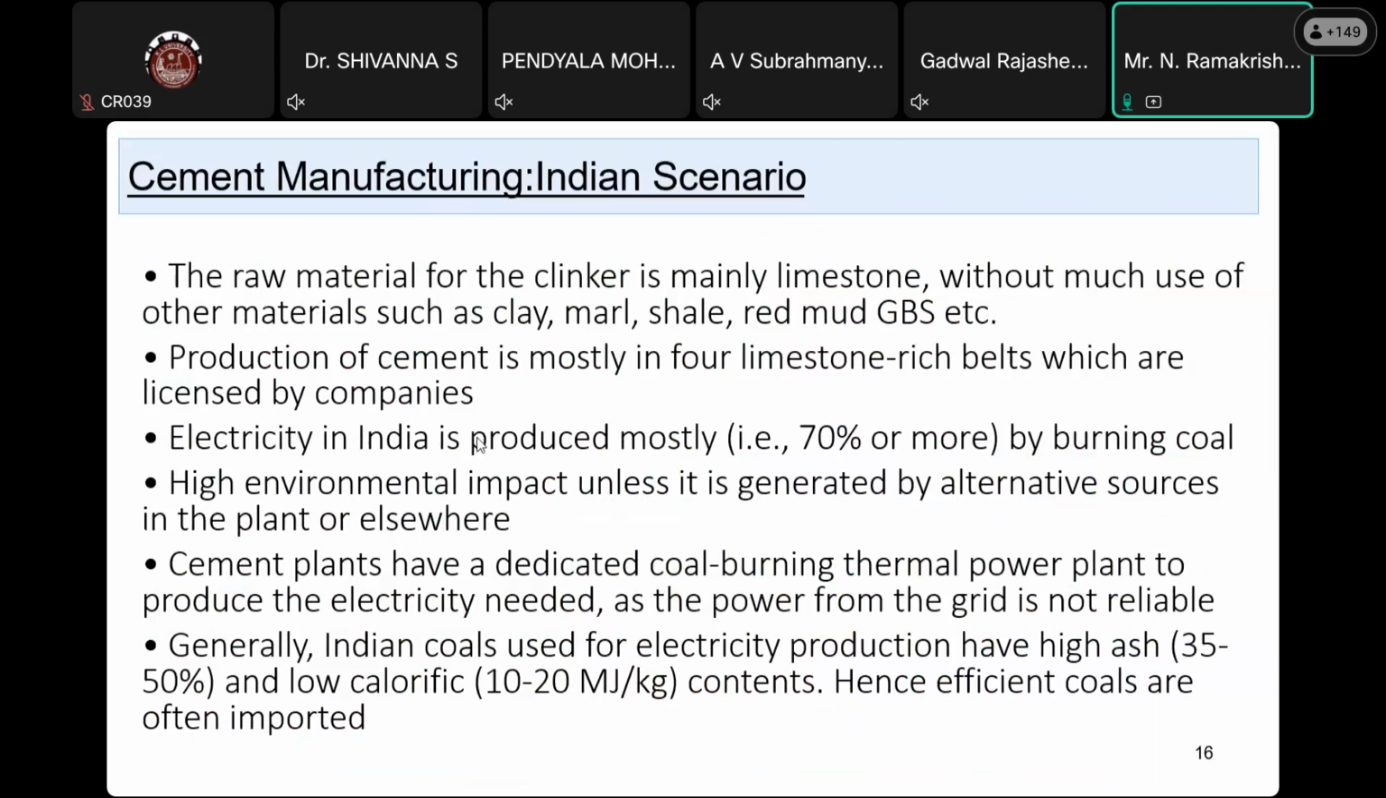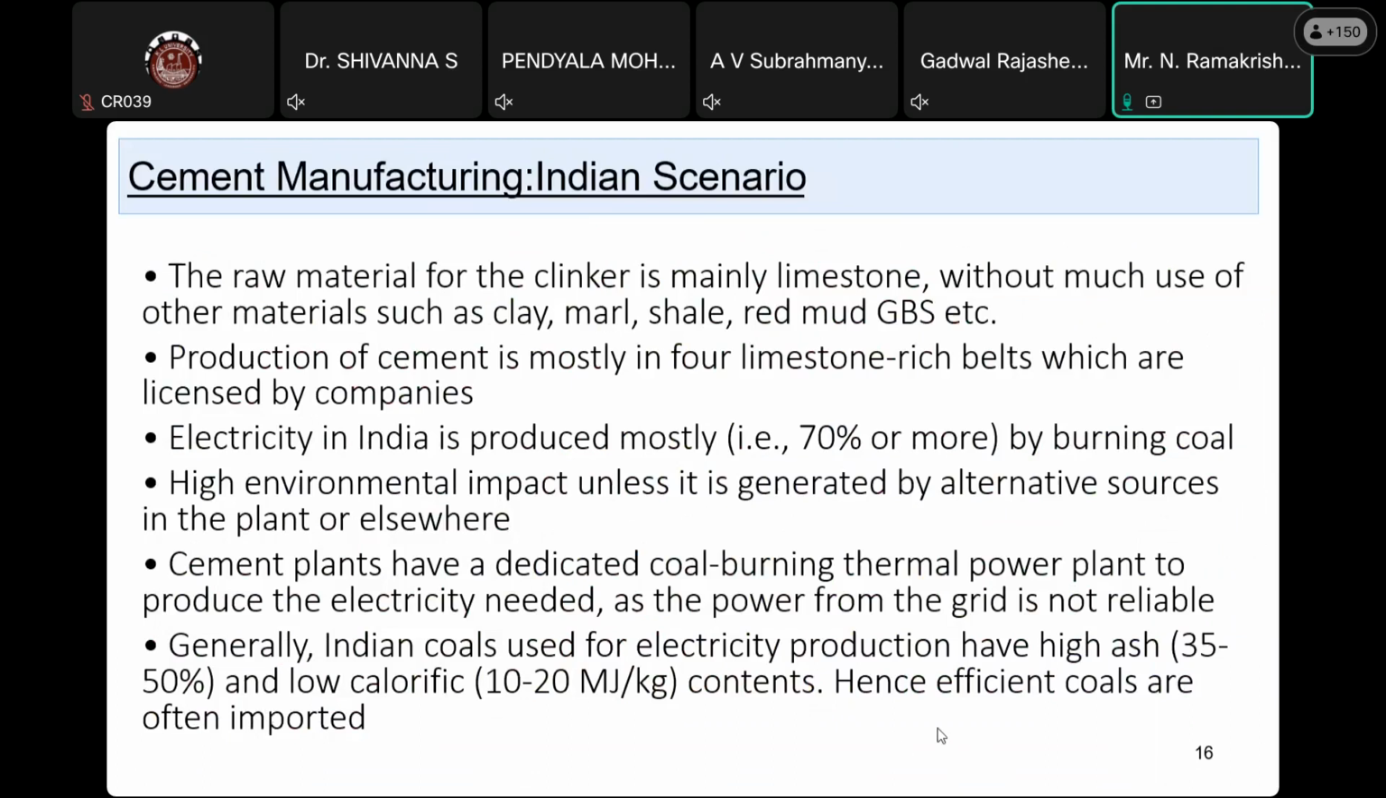And electricity, we produce 70% using coal, class C and class F, which we'll be talking about. So the environmental impact can be controlled when you go for an alternate source in the plant, right? In cement plants, they do not depend much on the grid. They have their own dedicated coal-burning power generation on their own to produce the electricity required, in the thermal power station. So they don't depend on the grid.